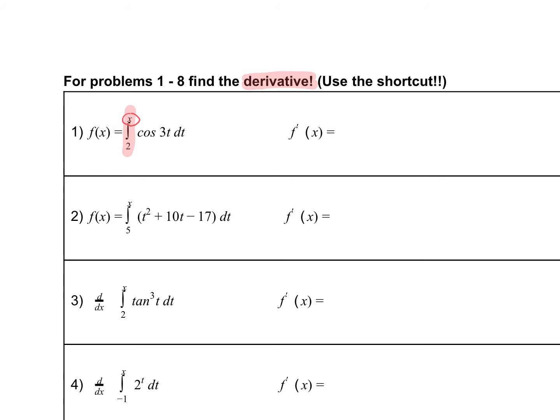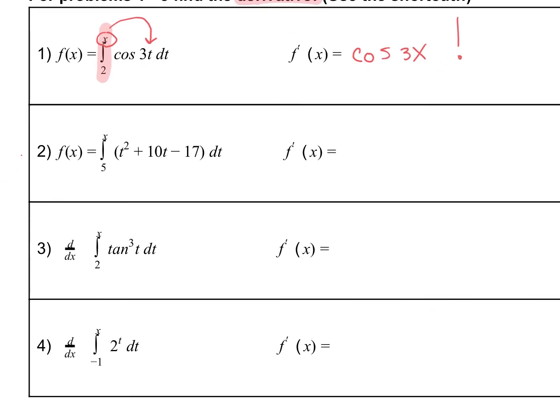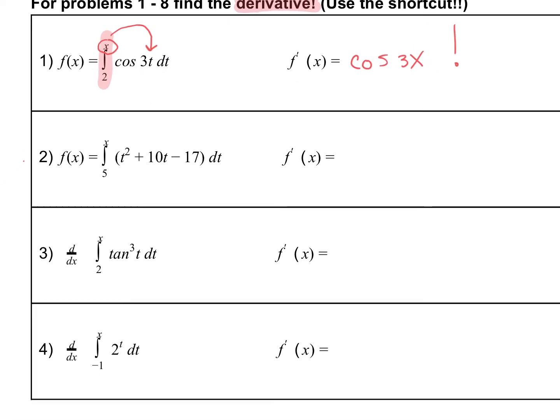The shortcut simply tells us that we take that limit that is a variable and we plug it in everywhere we see t. So our answer is the cosine of 3x. That's it, done. Okay, that's the shortcut. Now we're going to do one the long way, just so that you can kind of understand that this indeed does work. Okay, so we're going to take this one and we're going to do it the long way.